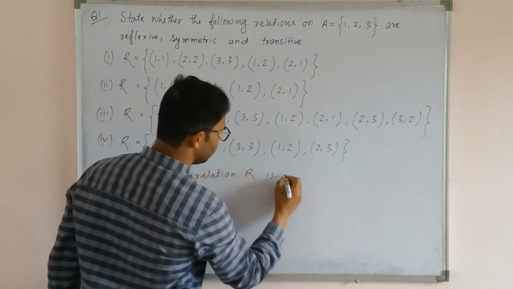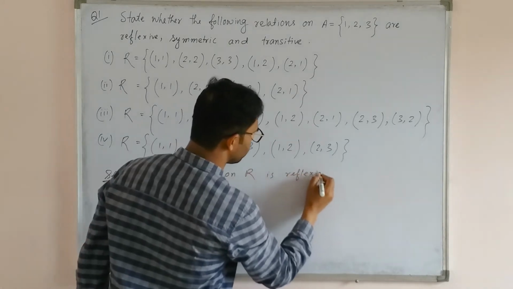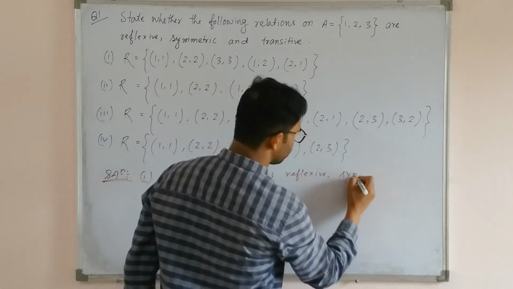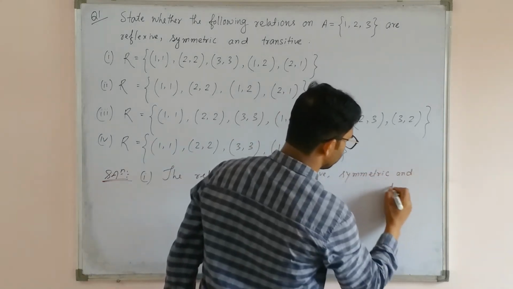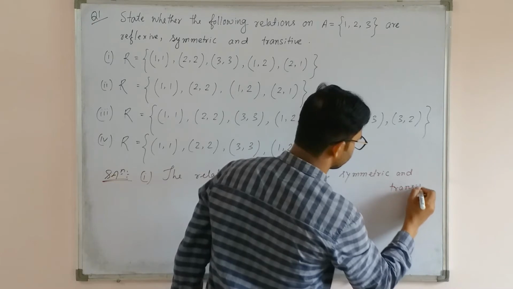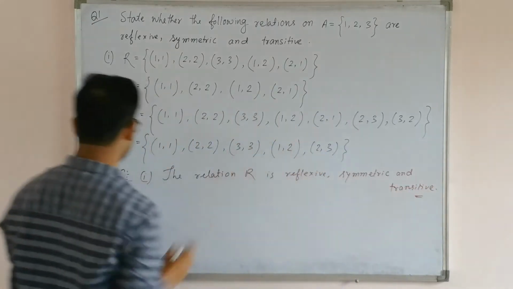R is reflexive, symmetric and transitive. All three hold. So that is the answer.